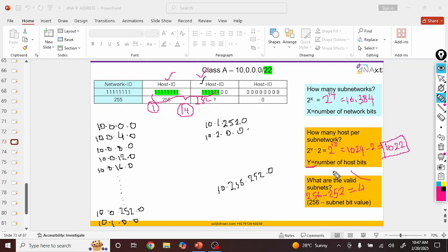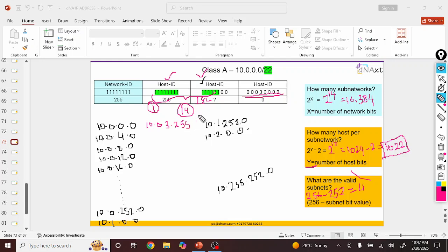Let's write down the broadcast IDs of these. Here the broadcast ID will be 10 dot 0 dot 3 dot 255. Here it will be 10 dot 0 dot 7 dot 255. 10.0.11.255, where did it come from? So the last octet, since it's a pure host octet, in the broadcast ID we set all host bits to 1. So when we keep all host bits 1, the decimal value is 255. So when there is a pure host octet, you can write down 255 over there.